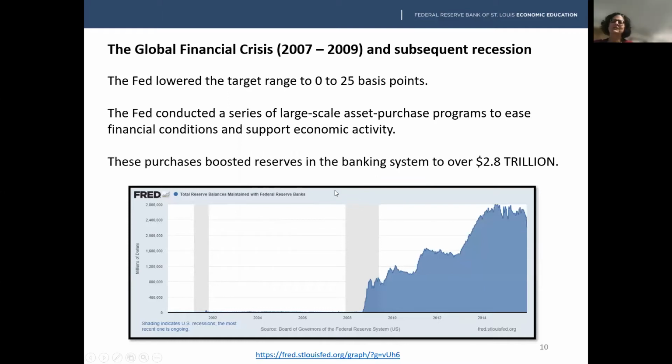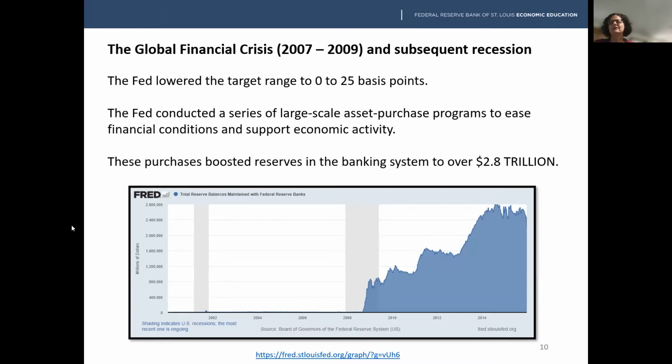Thanks, Scott. So as Scott mentioned, what changed? It was the global financial crisis. And the global financial crisis is what spurred the Fed to start thinking about a new implementation regime. So at the global financial crisis, as Scott showed, household wealth really declined. There's a lot of stresses in the financial system. And the first thing the Fed did was it lowered the target range for the Fed funds rate down to near zero. So it pushed short-term interest rates down to zero.